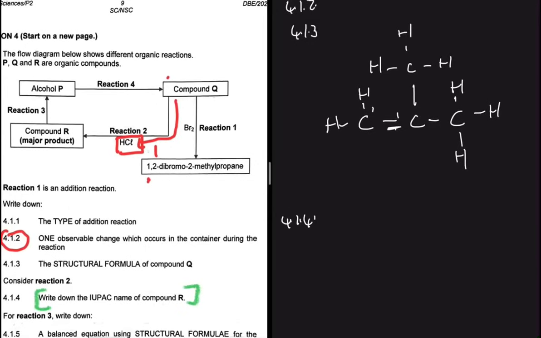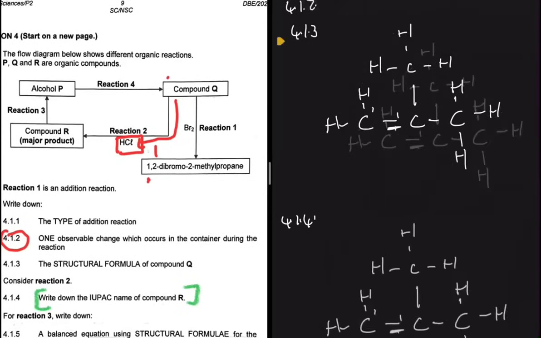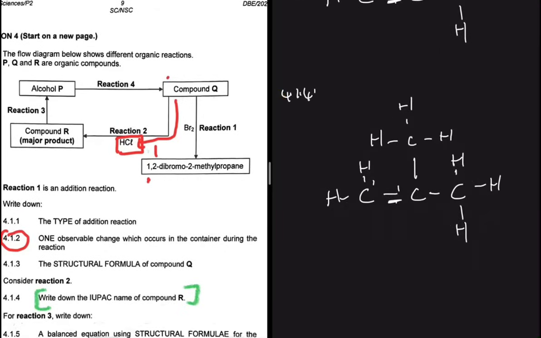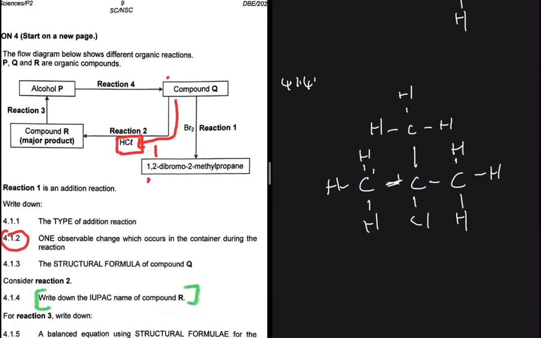Let's copy this structure right here for the sake of time, and we're just going to use that. Let's put it here. Now that we add in HCl, we're going to lose this double bond, and chloro is going to come here and hydrogen is going to come here. Hydrogen goes where there is the highest number of hydrogens, and the halogen will come here in the middle because this carbon is bonded to the least number of hydrogens compared to the first one. So this is the structure we're going to have at the end for compound R.